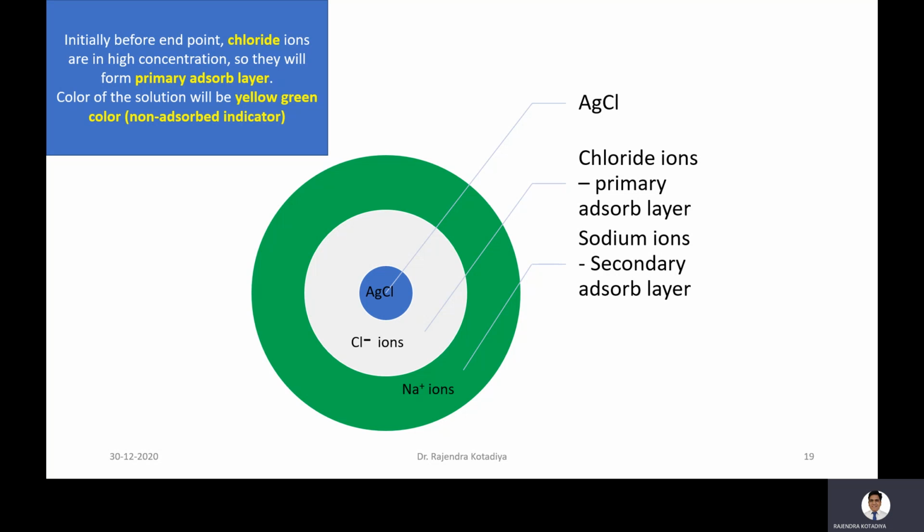Because of that, when this AgCl precipitate forms, it can attract either silver plus ion or chloride minus ion, but at this point of time you will find more concentration of chloride ion. So around this AgCl precipitate you will find a formation of the primary adsorption layer. This AgCl will be surrounded by chloride ion, right? Let me show you with the help of a pen.